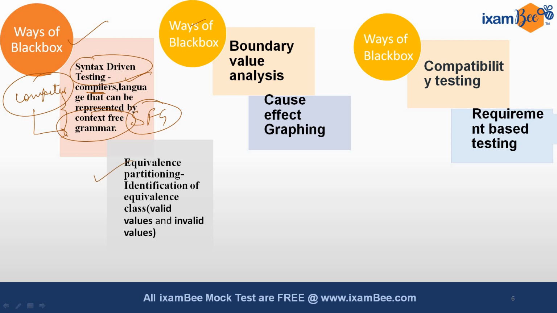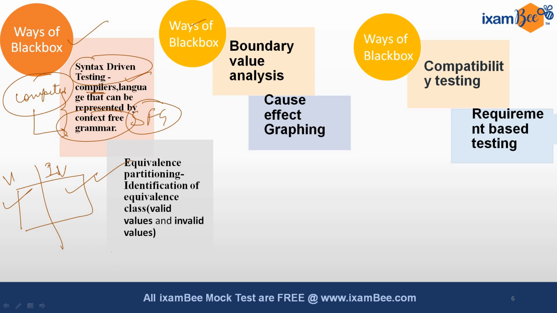Then we have equivalence partitioning, identification of the equivalence classes. What we do here is divide all the values or all the test cases into two sets. One is valid and one is invalid, and the partitioning is done.